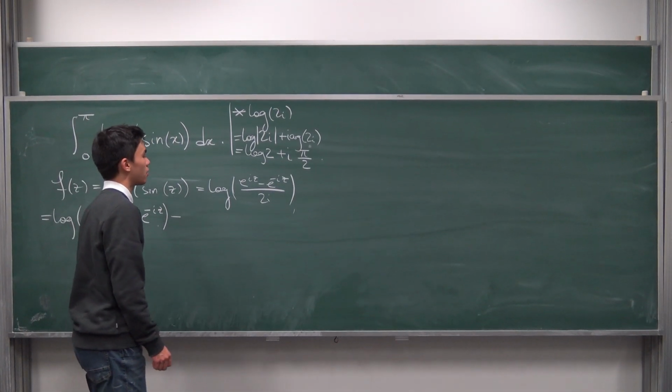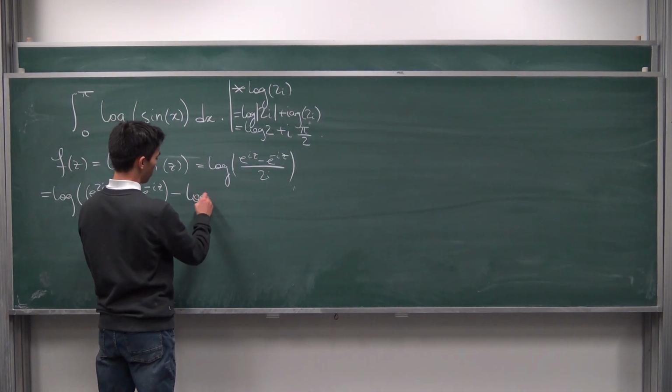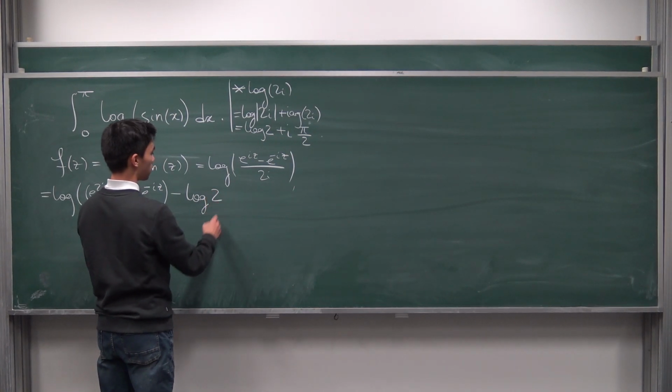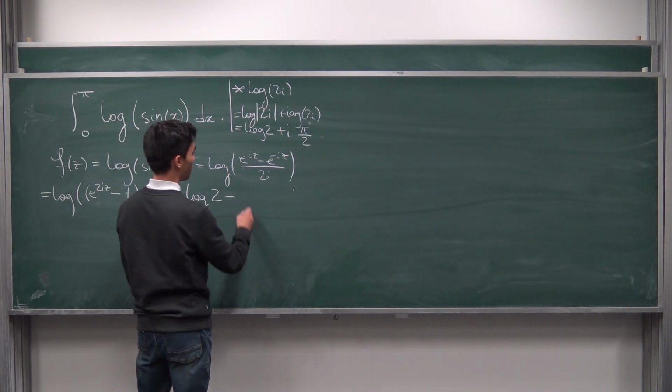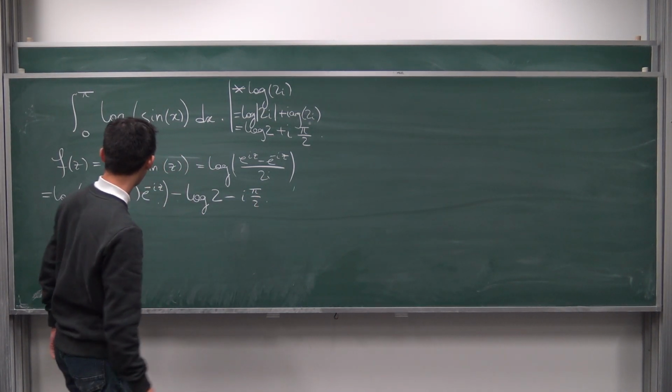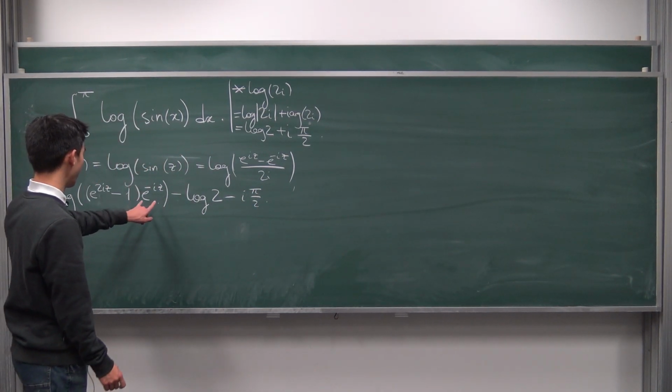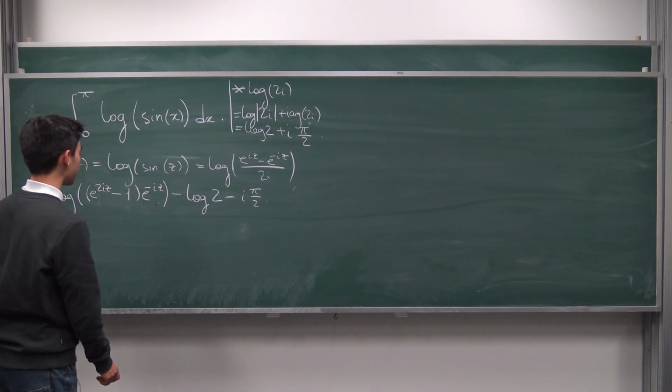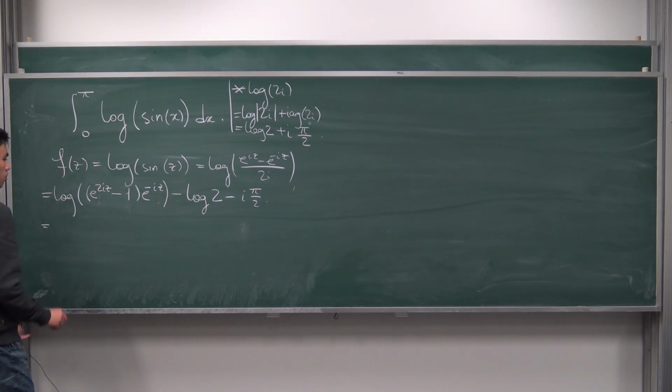So we can plug this in over here. This is going to give us a minus the logarithm of 2, and because we subtract, we're going to have minus i times pi over 2, like so. Okay, so this is what we're working with. And finally over here, we can split off this guy as well. So we can split the log once again.